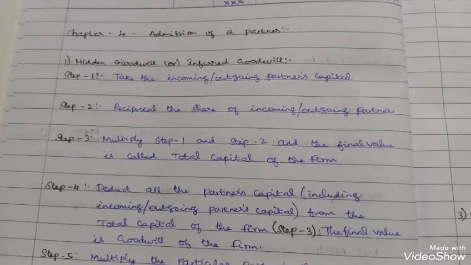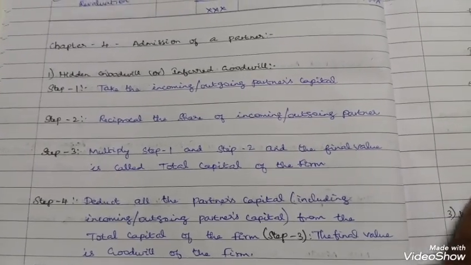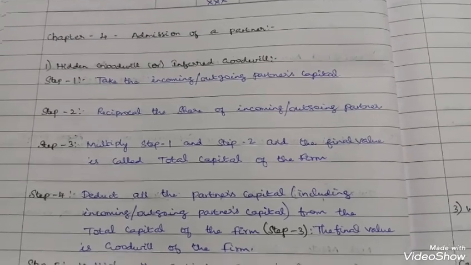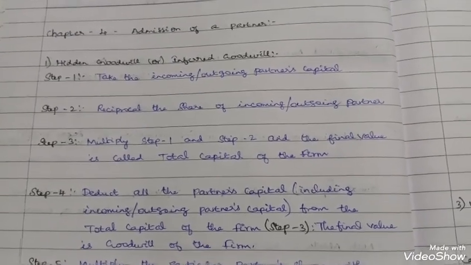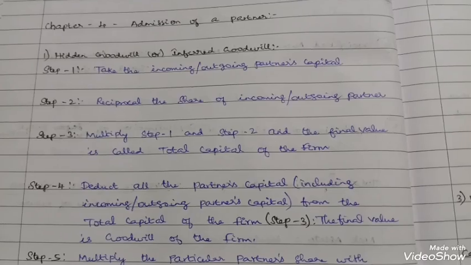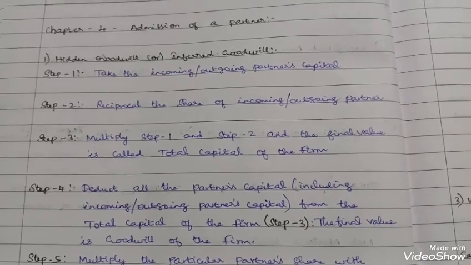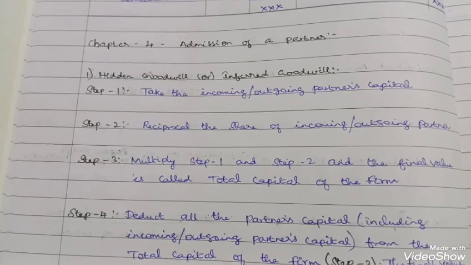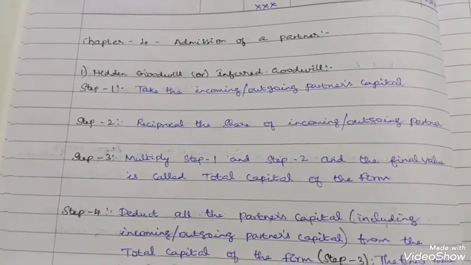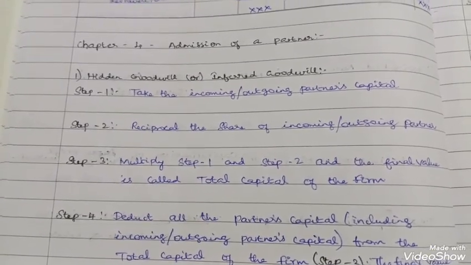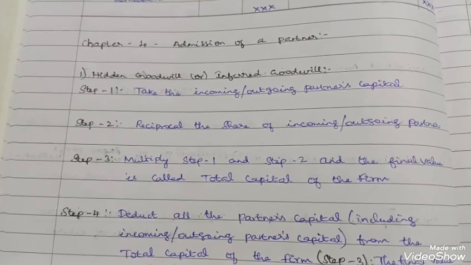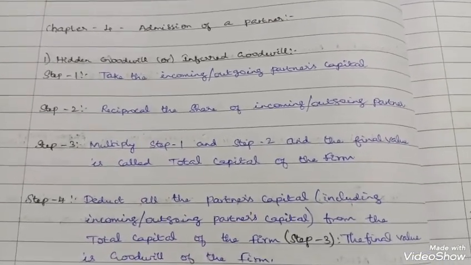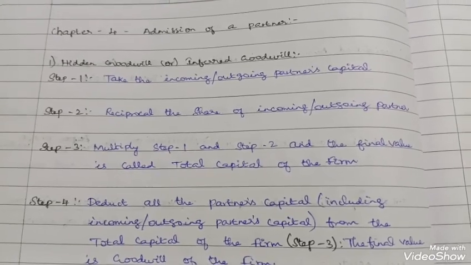The next part which I am going to deal with is chapter 4, admission of a partner. In that, the very, very important concept is hidden goodwill. Hidden goodwill is otherwise known as inferred goodwill. So to calculate that hidden goodwill or inferred goodwill, first we have to take the incoming partner's capital and reciprocal it with the share of the incoming partner.